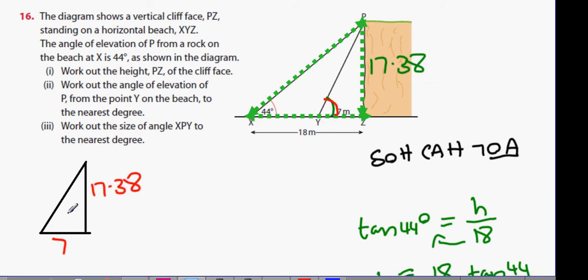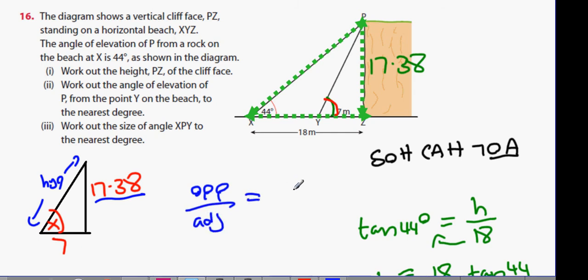Which two sides do we know relative to this angle? We'll call it angle X. What sides do we know? Is it opposite, adjacent or hypotenuse? The hypotenuse is this one here, the longest one. What side is 17.38, guys? Oh, it's the opposite. And what about the 7? The adjacent. What function gives you opposite over adjacent? Tan. So tan x equals opposite over adjacent.